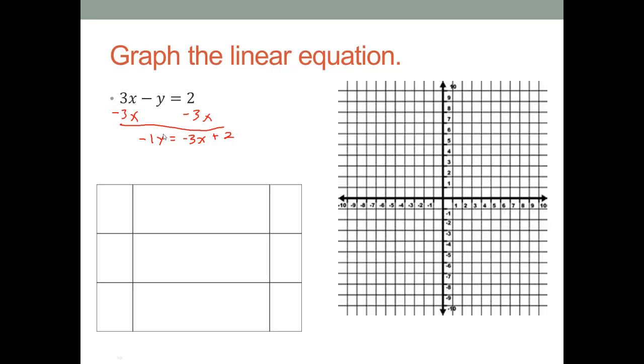Now I don't want negative 1y, I want a positive y. Since I have that minus in front of it, that's understood to be a negative 1y. So I'm going to divide each side by negative 1. And that'll give me positive y equals negative 3 over negative 1, which is positive 3, and then positive 2 divided by negative 1 is minus 2. So the equation I will be working with is y equals 3x minus 2. Again, I'm going to pick 3 numbers. Pick 0, and how about 1 and negative 1?